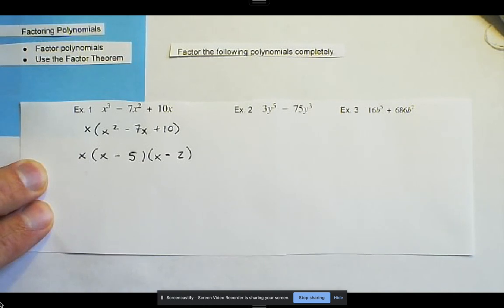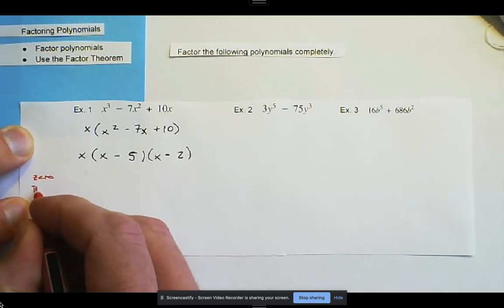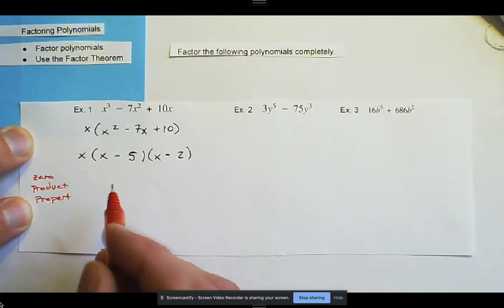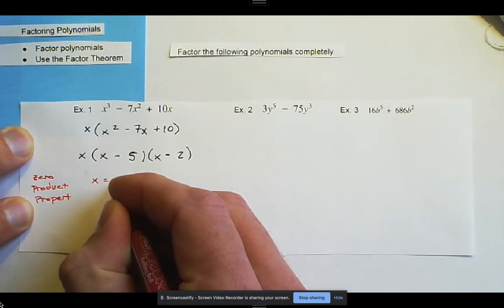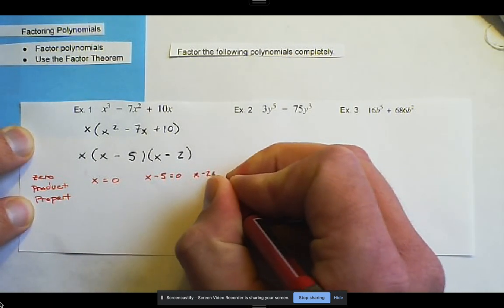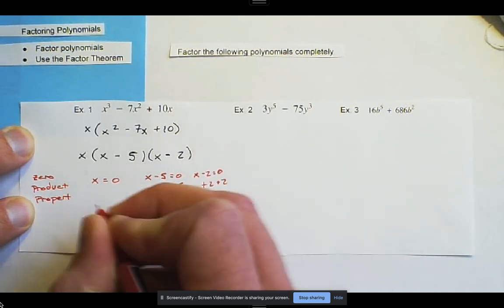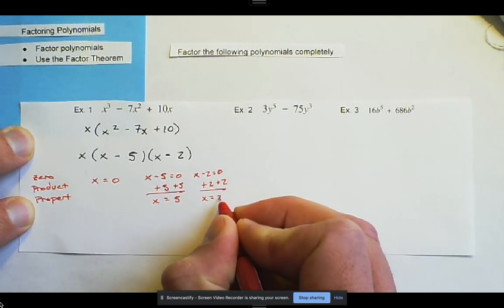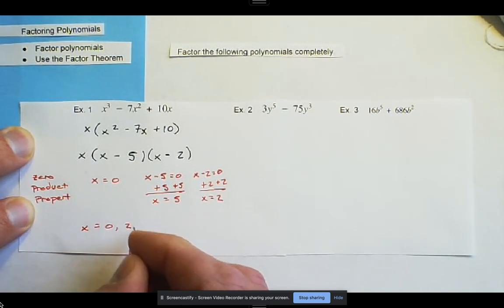And then we have to figure out what our zeros are going to be. So we're still going to use the zero product property. And in this case, we're going to set each one of these multipliers equal to 0. So x is equal to 0, x minus 5 is equal to 0, and x minus 2 is equal to 0. So we add 2, we add 5, and that one's all set there. So x is equal to 5, x is equal to 2. So our solutions are x equals 0, 2, and 5.